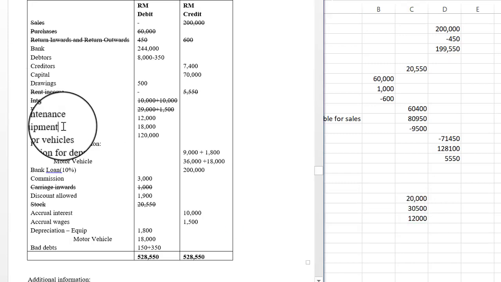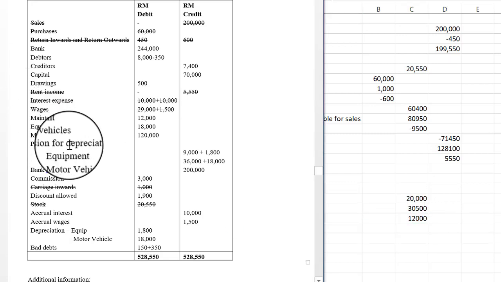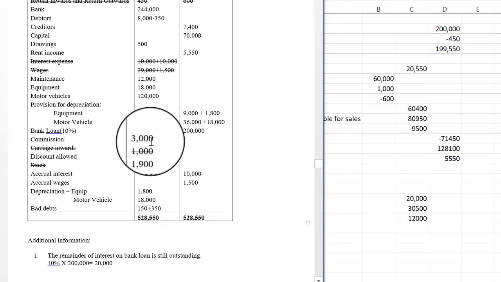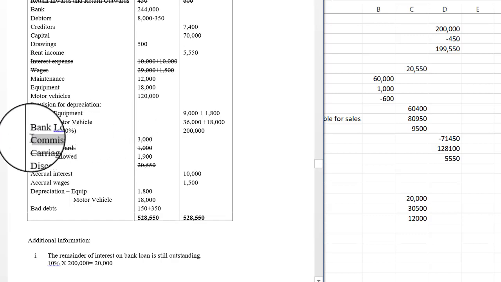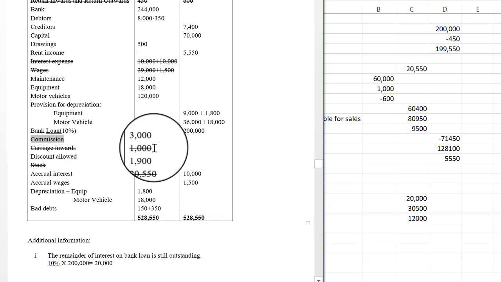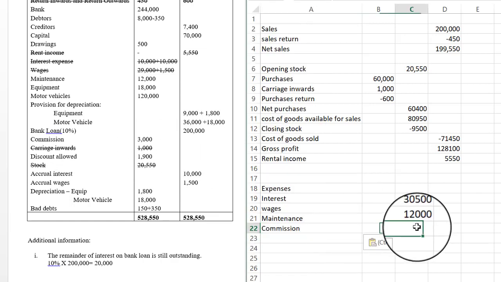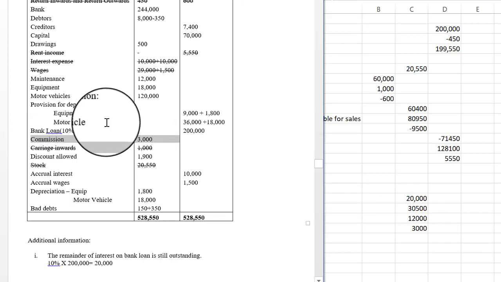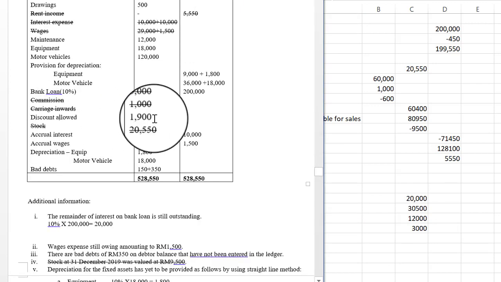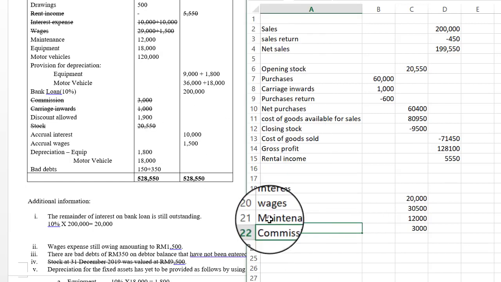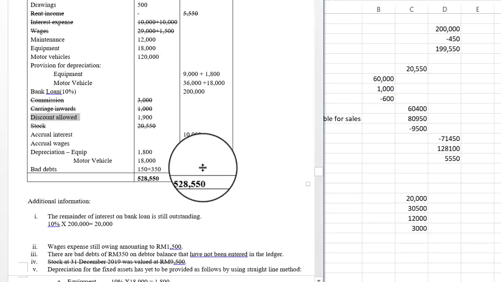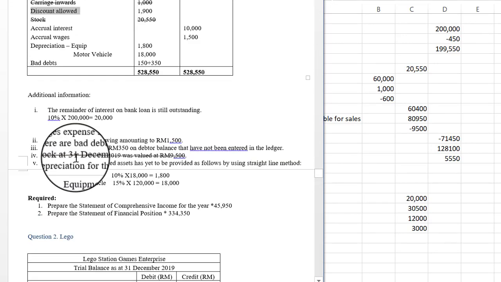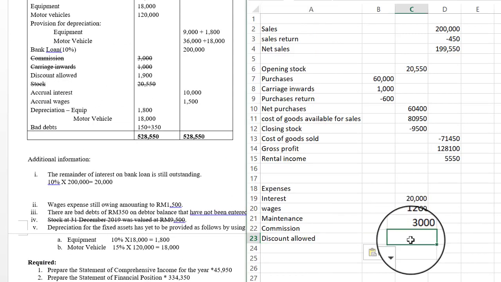Then you have your equipment. This is your asset, motor vehicles asset. This is also under asset liability. Commissions. Now commissions on debit side basically means your commission expenses. So this one, 3,000. This one, commission expenses. Discount allowed, so it's your expenses. Here you have it. Discount allowed total amount is 1,009.